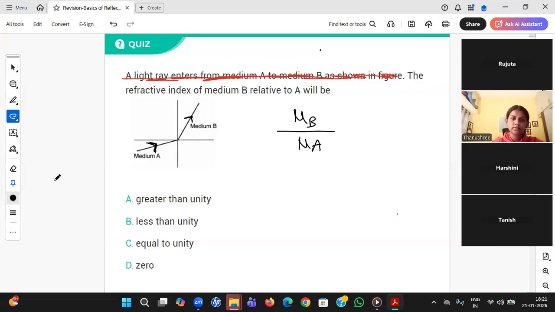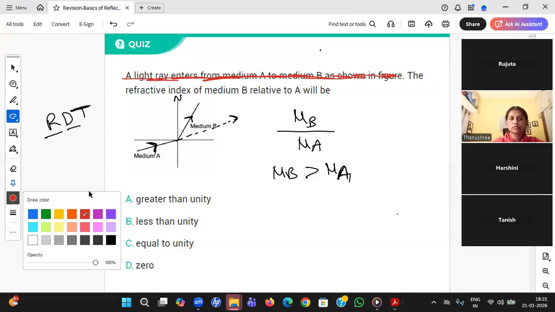So student, if you are able to see that way, that's right. If you are not able to see that way, please draw. Medium A to medium B, light should have gone straight like this. But now you see light is bending towards the normal. That means rarer to denser only towards the normal. So this is rarer, this is denser. So obviously, mu of B is greater than mu of A. But he did not ask mu of A, mu of B. He asked mu of B by mu of A.